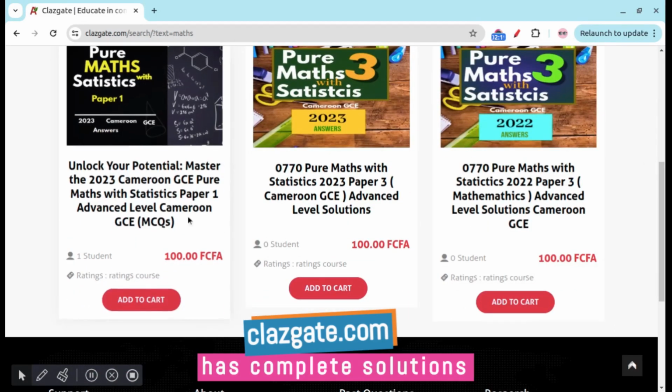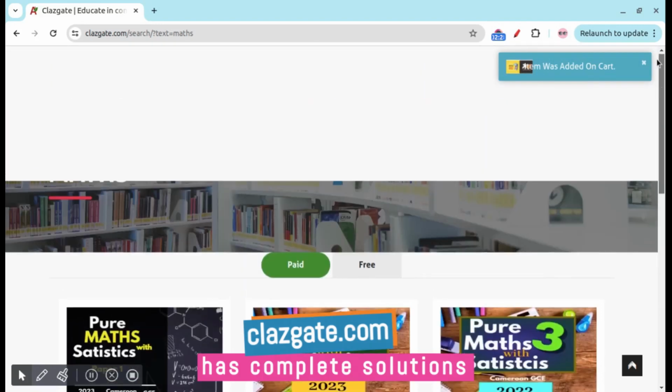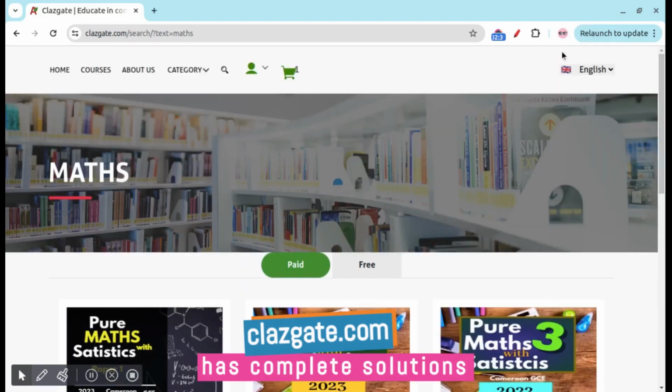Let's buy pure math with statistics paper 1 2023. So I've added this to cart. See, I've clicked the add to cart button. After adding to cart, you can click the blue icon that just popped up right there to go and pay. You can also click the cart icon. This is the cart icon. Click on it.